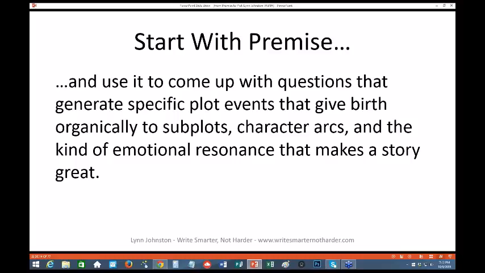So we're going to start with premise. And in fact, I am going to start with one of the premises that we developed in the premise webinar. We're going to use it to come up with questions based on the plot points that generate specific events that give birth organically to subplots, to character arcs, and the kind of emotional resonance that makes a story great.